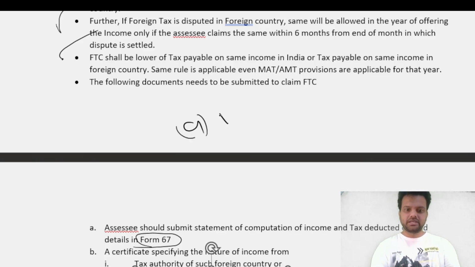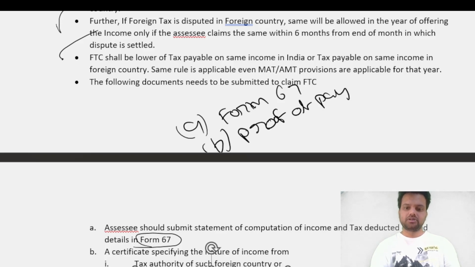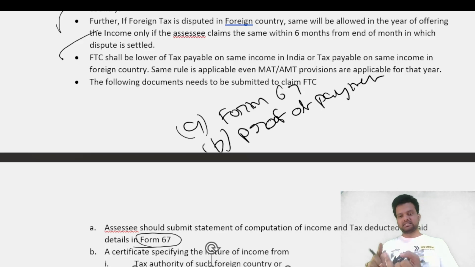So point number A, form 67, we have just discussed this. And the second document that he has to file is proof of payment. Along with form 67, he has to file the proof of payment. Proof of payment in the sense whatever amount that he has paid in that foreign country, either the bank challan or the receipt or anything which shows as a proof of payment in that foreign country, he has to file along with form 67. He has to attach it along to the form 67.